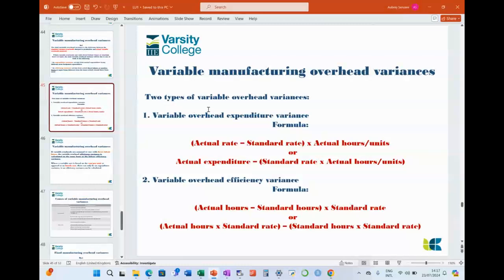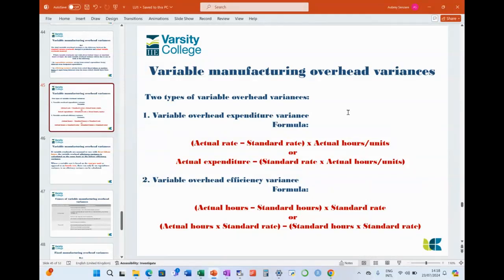There are 2 types of variable overhead variances. The first one, you've got your variable overhead expenditure variance. Okay. Expenditure variance. So again, we're looking at how much did we spend. So actual rate minus your standard rate times your actual hours or units. Remember, overheads can be based on hours, can be based on units, all right? So that's the first one.